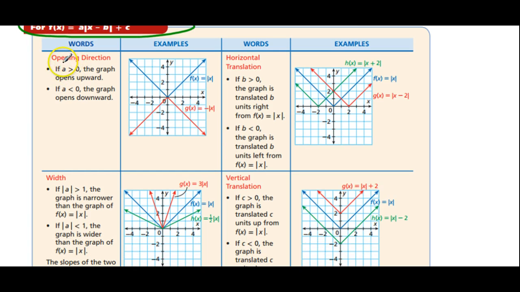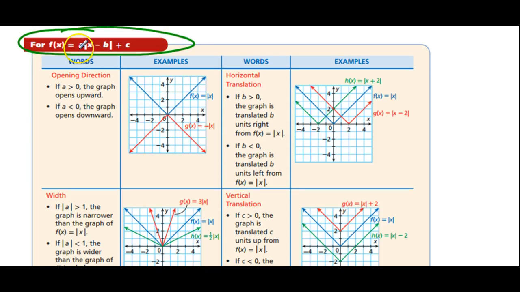So if your A value is positive, your V is going to open up. Okay, so if there's a number on the outside of your absolute value that's multiplied, if it's positive, it's going to open up in a V. If it's negative, the V is going to open down.